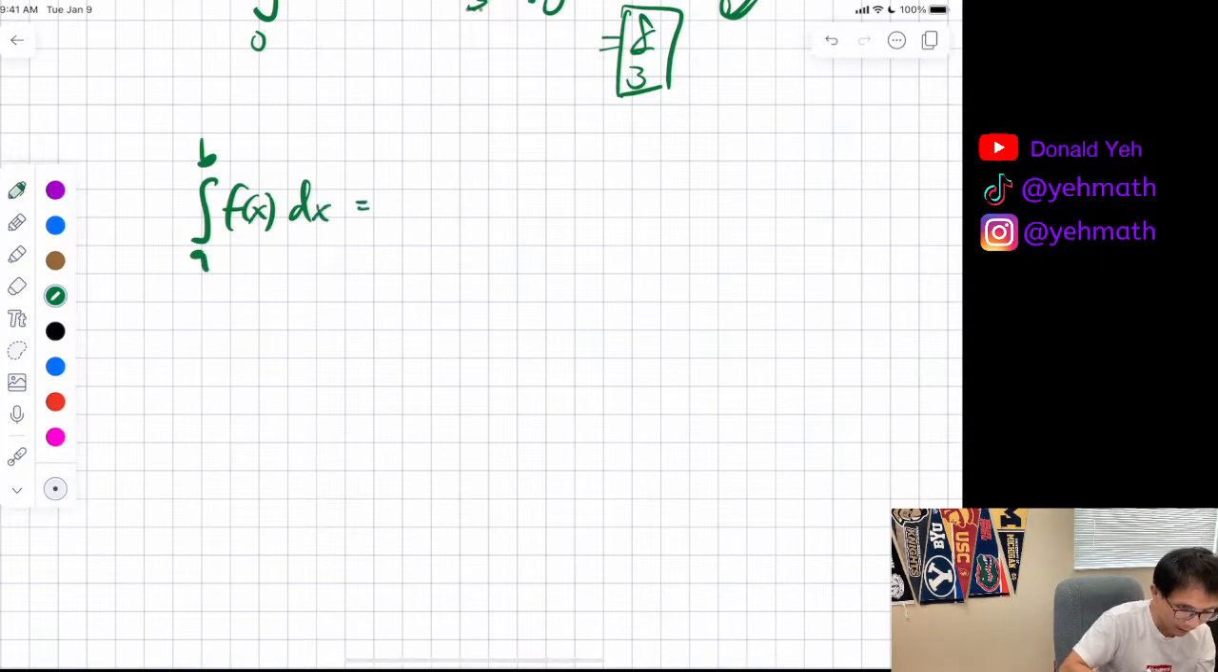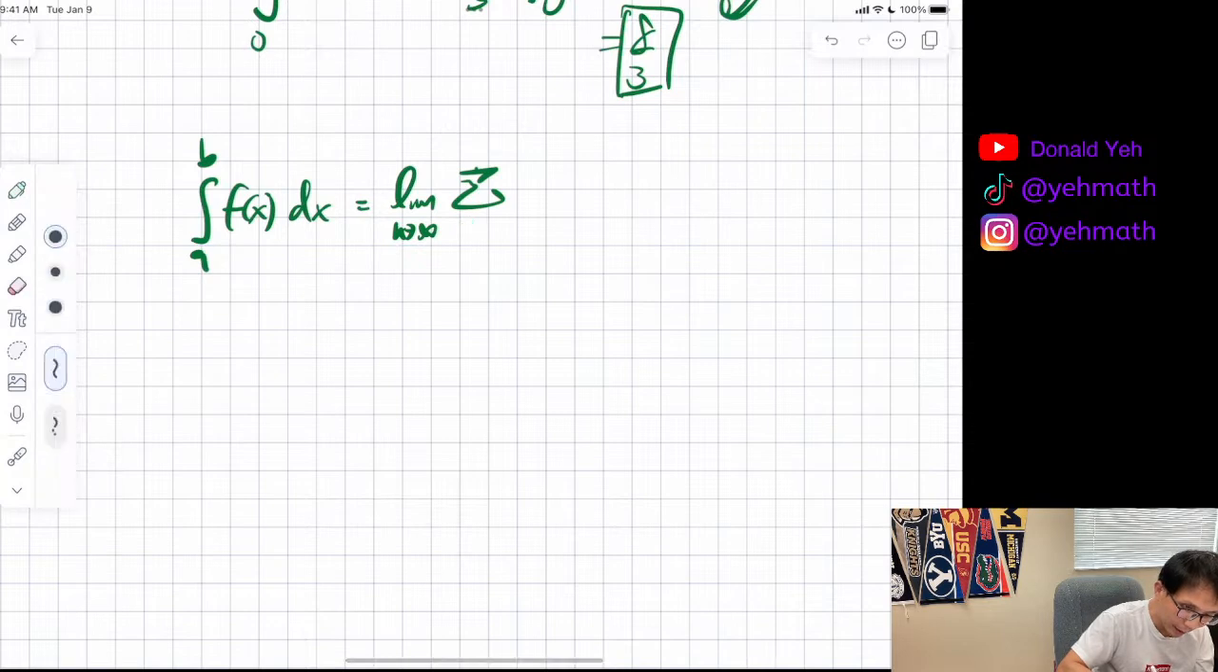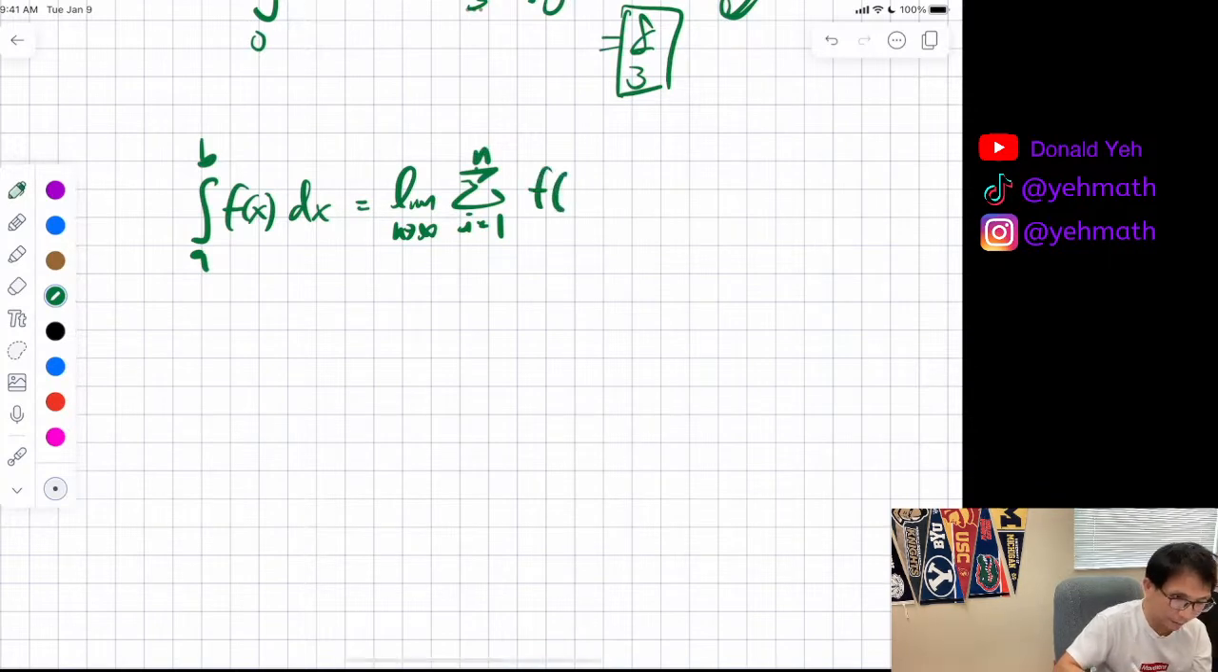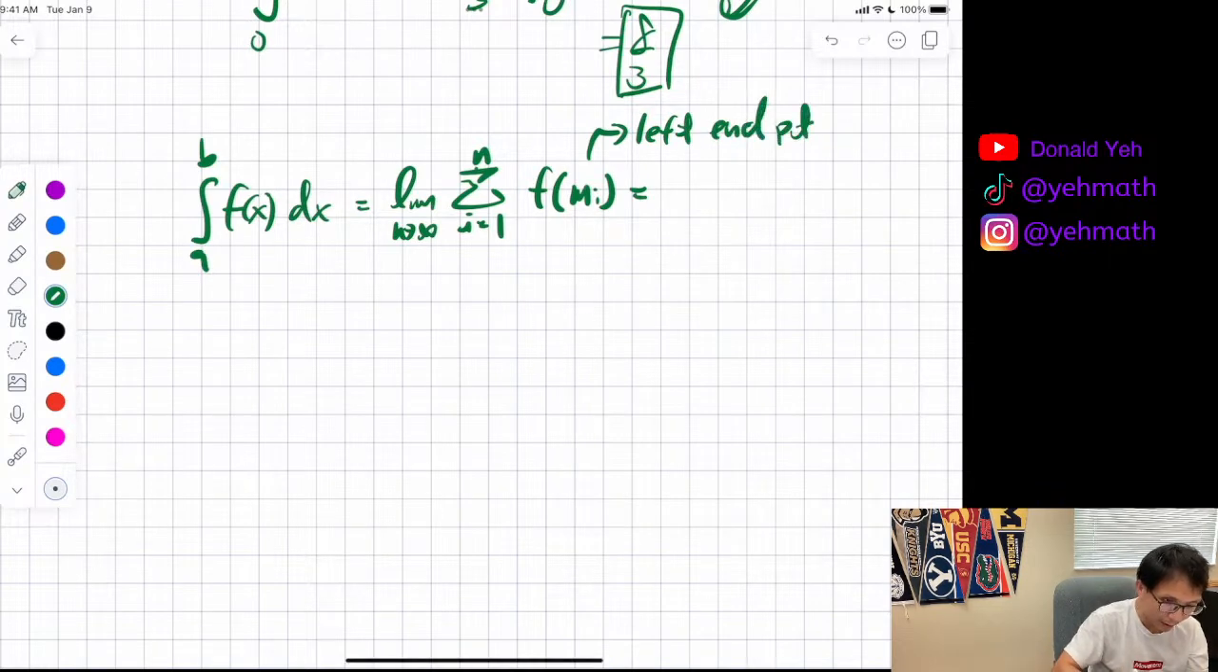So the left end approximation of the integral from a to b of f of x dx is equal to the limit as n approaches infinity of the summation, which adds up all the rectangles. We're going to start with i equal to 1 up to n, and it will be f of the non-capital x i minus 1. This represents left endpoints, and times delta x.